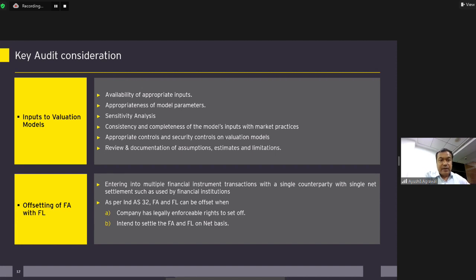So, as I said, first of all, determining the right valuation methodology is very, very important. Which valuation methodology, whether market approach or cost approach or income approach. Then once we have selected the methodology, let's say the company has selected an income approach to value a particular financial asset, then whether all the appropriate inputs and the right parameters have been given to the valuation model or not, whether the right discount rate has been taken or not. All the assumptions which have gone into the valuation model should be looked at by the auditor.